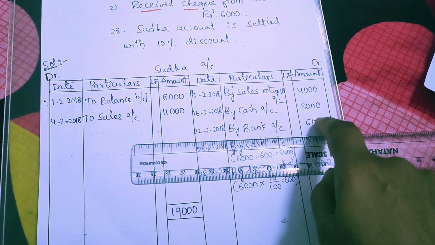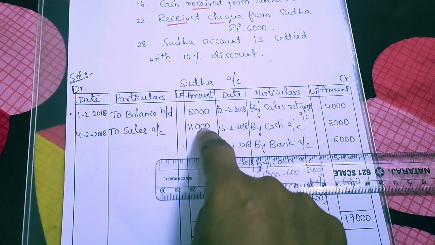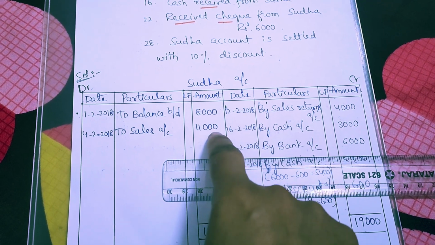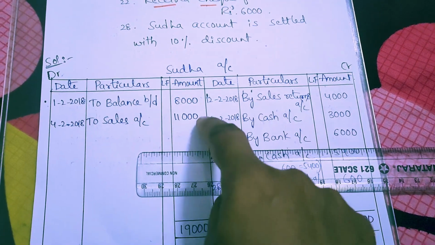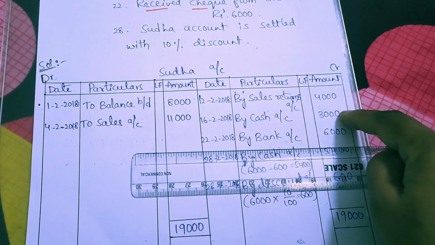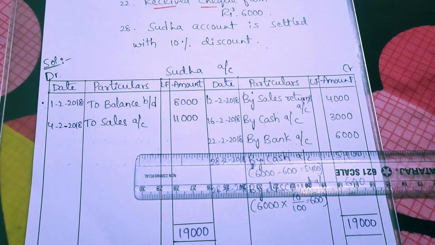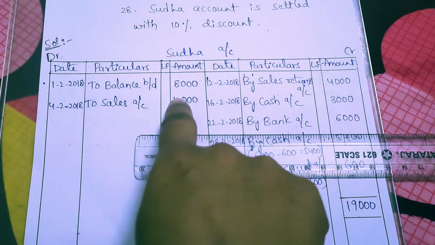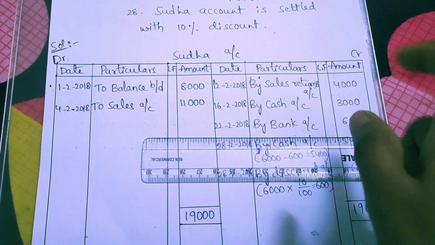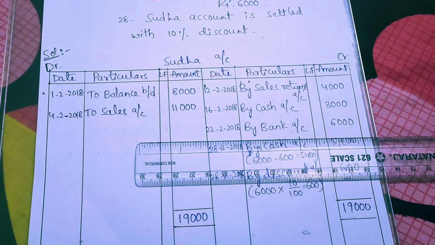Till bank we recorded. Now we just see the totals. Debit side 8,000 plus 11,000, it is 19,000. Credit side 4,000 plus 3,000 plus 6,000, so 13,000. Debit side 19,000, credit side 13,000 totals. Which amount is more? 19,000. Debit side amount is more.